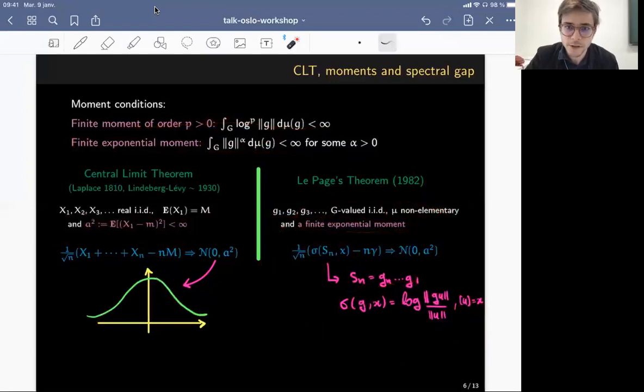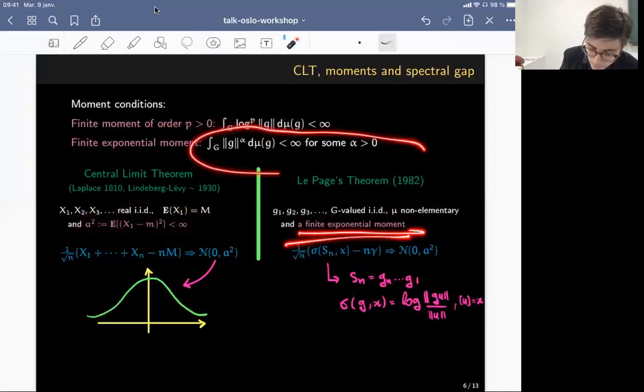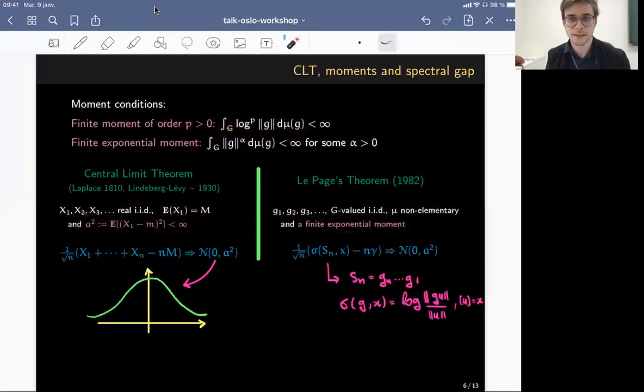Here, I would like to remark the following thing. The classical central limit theorem has a second moment condition, so we need the square of the random variable to be integrable. But here we have a much, much stronger condition, that some exponential of the random variable log g is integrable. So this indicates that this condition is actually not the optimal one. The optimal one would be a second moment condition.